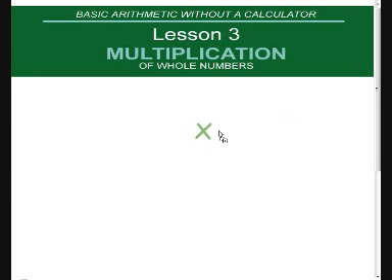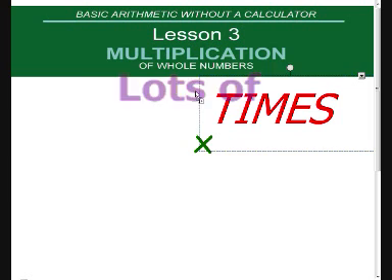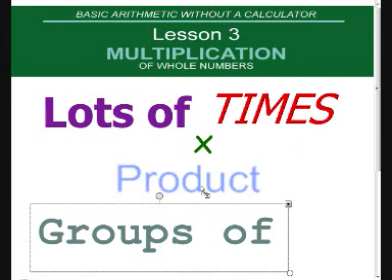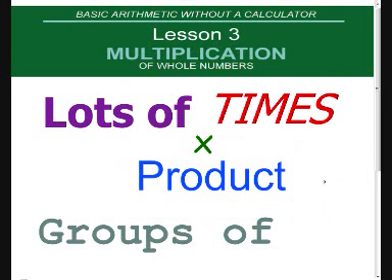When you talk about multiplication, this is the symbol we use, this X, and some of the words we use are times, lots of, groups of, and of course product. Product's rather important because the word product refers to the answer to a multiplication problem. In other words, the product of 2 and 3 is 6.